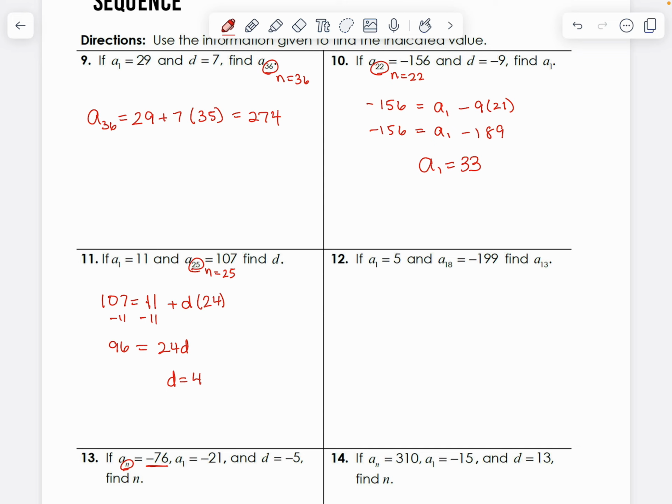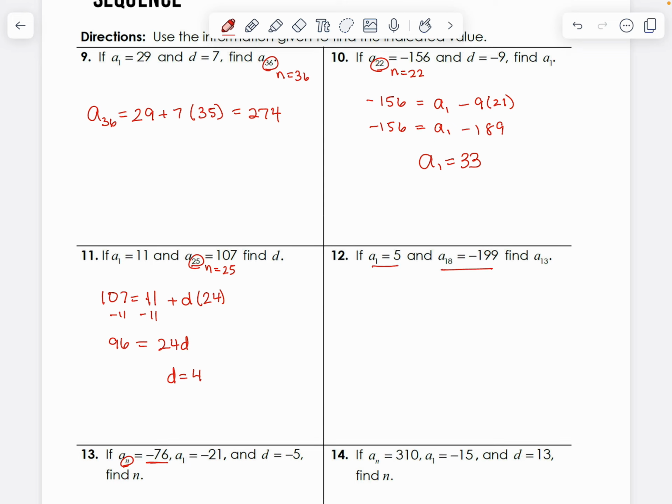Okay, next one. I have the first term, I have the 18th term, and I need to find the 13th term. Now, there's a few different strategies you could use for this one, and I'm sure some of you are going to come up with your own, and as long as it is mathematically sound, go for it. I'm going to go kind of in a more straightforward way, and it is going to take us 2 steps to get there. We're going to do exactly what we did on number 11, and then we're going to apply that to get to the 13th term.